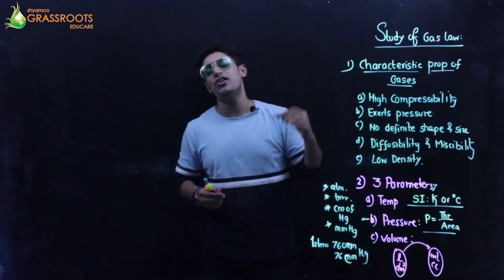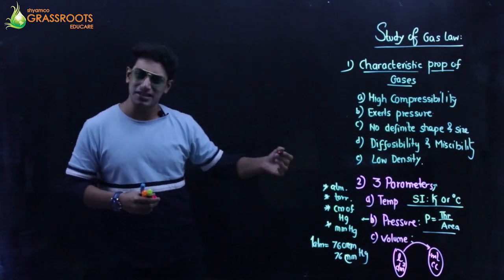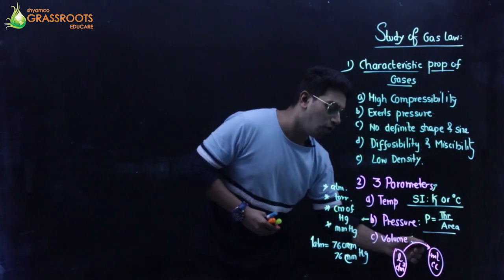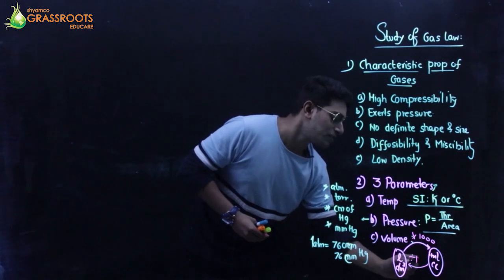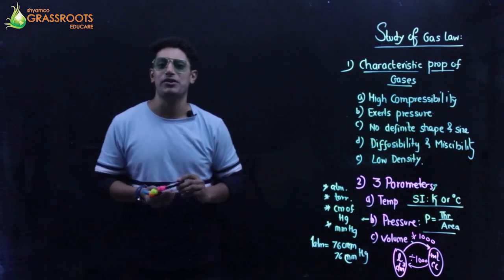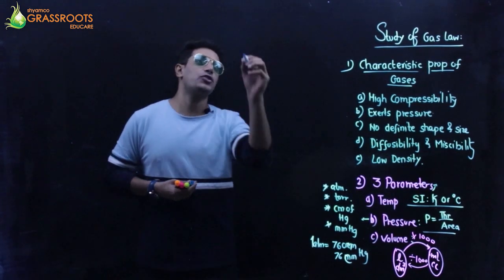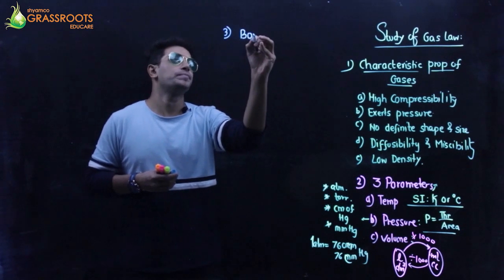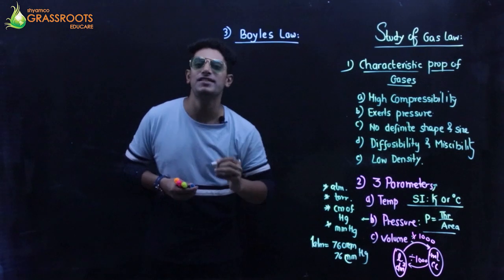If you want to convert a liter to either a cubic centimeter or milliliter, multiply by 1000, and the vice versa way, divide by 1000. Remember this for the numericals. The next answer is about the first law, and that's going to be Boyle's law. In Boyle's law, remember, temperature is a constant.